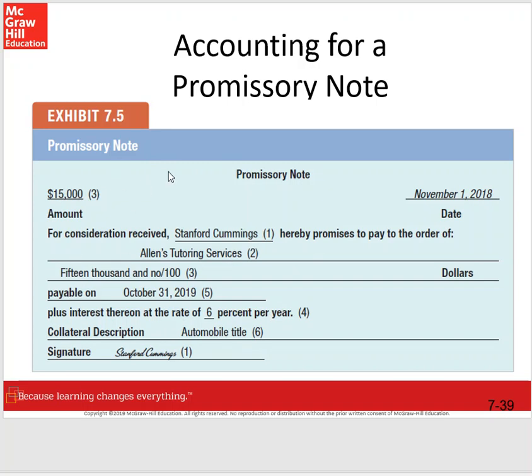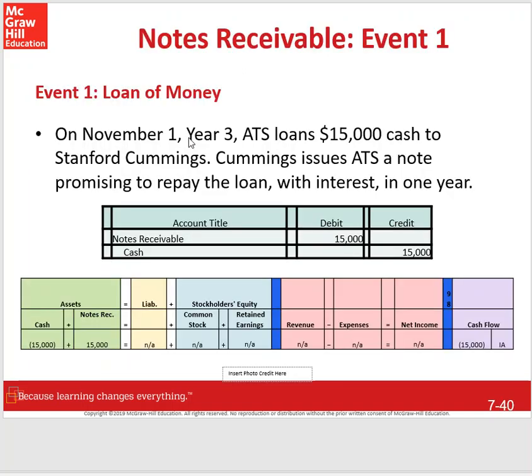But from an accounting perspective, what do we do with this? So here's what happened. On November 1st, year 3, ATS loans $15,000 cash to Stanford Cummings. Cummings issues ATS a note promising to repay the loan with interest in 1 year. So we're debiting notes receivable, which is an asset account, and we're crediting cash. So debit notes receivable, credit cash, that's just an asset exchange. And that cash flow over here is IA, investing activity.